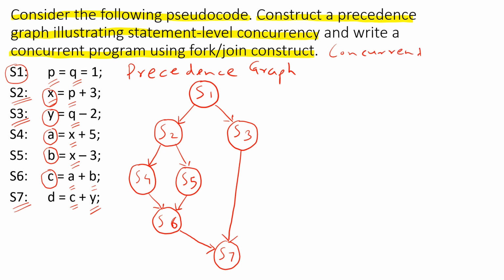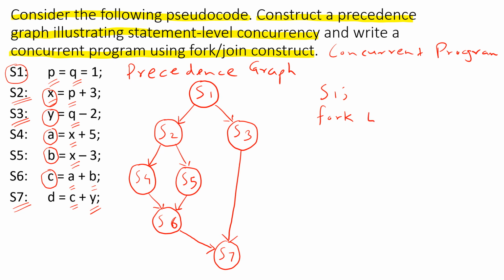Concurrent program. Write a concurrent program. It's very easy. Assume we have one thread which is currently executing this concurrent program, a single thread. That single thread will execute statement 1. Okay. Now you see that statement 2 and statement 3 can run in parallel, right? So our existing thread can execute statement 2, and a newly created thread, we can create a new thread using fork.